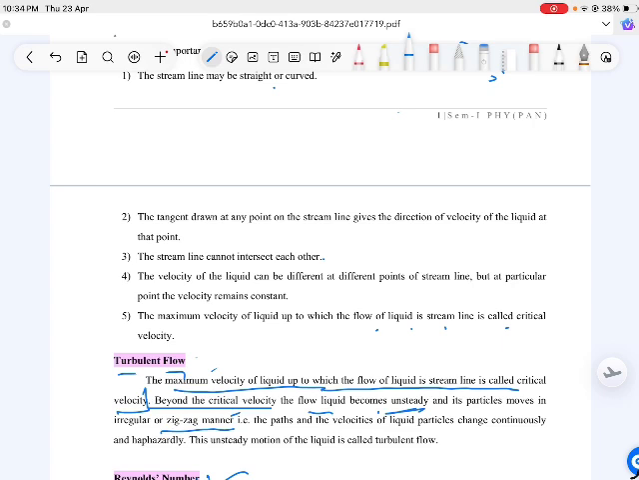This is streamline flow before the critical velocity, and turbulent flow beyond the critical velocity. In streamline flow, the particles move in a straight line or the same line and the flow is regular, but here the flow is irregular or zigzag. The best example of turbulent flow is flood water. Whenever there is a flood, what happens? The water is not moving in a particular direction. It moves here or there, in all directions, no particular way. Such a flow is called turbulent flow.